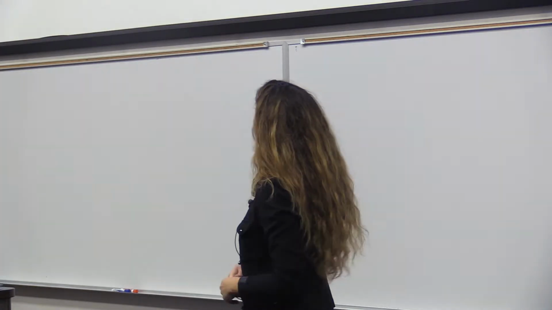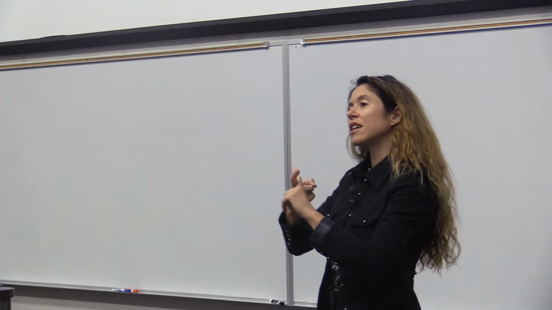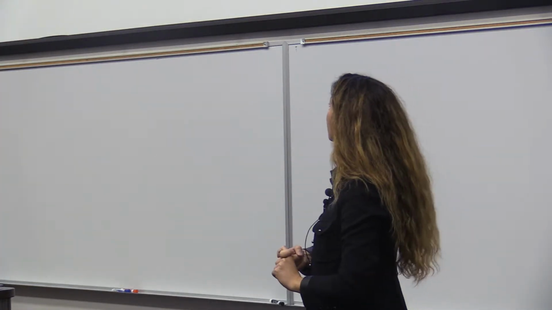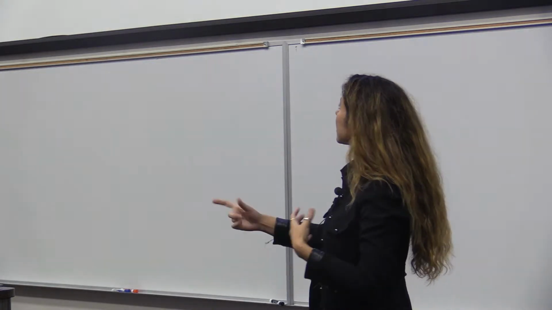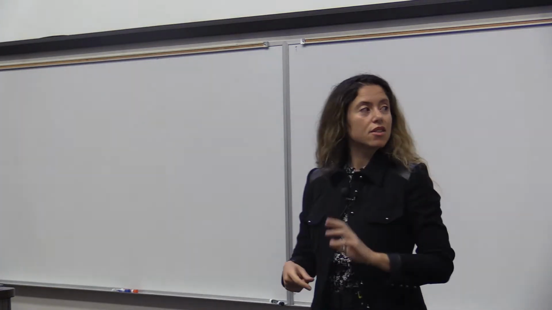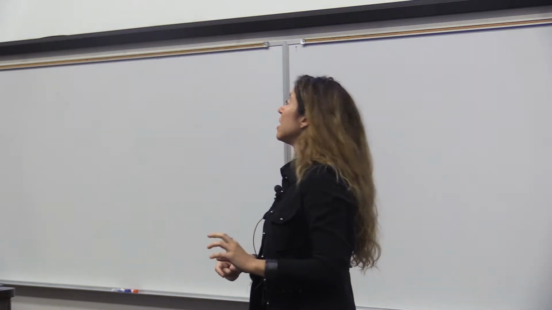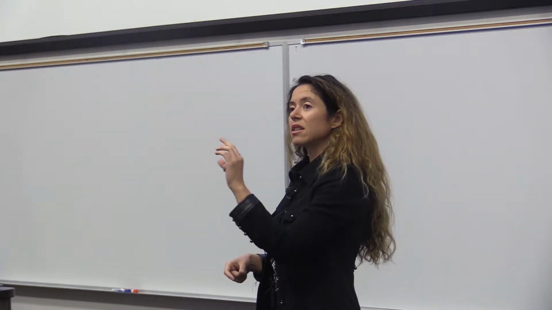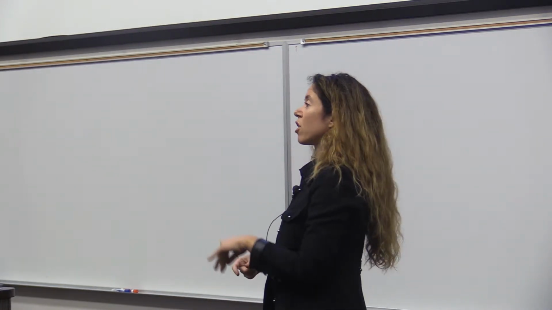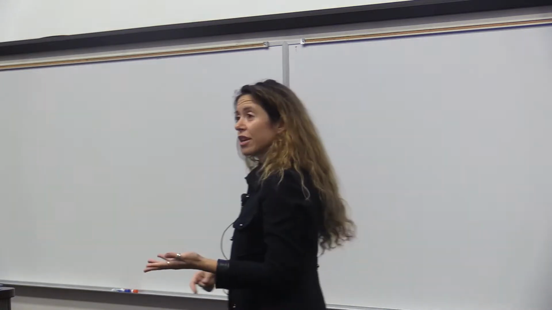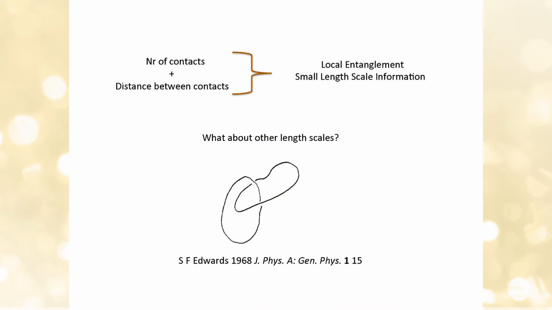And from that you can get information about how many such contacts you have in your material, and what is the distance between them. And just these numbers have been important and successfully included into theories for polymer dynamics. However, we see this is very local information, just a number of contacts, very discrete local information, and it has to do with a very small scale.